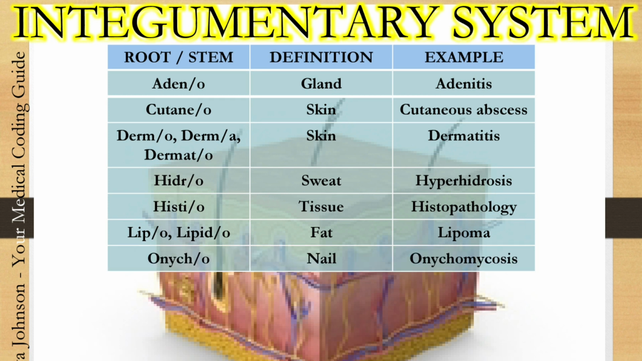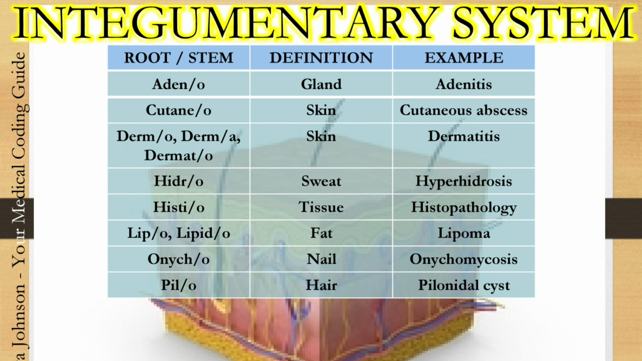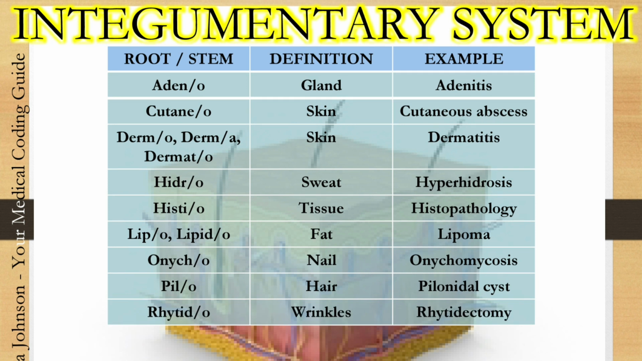The next one is onycho. Onycho means nail. Example, onychomycosis, which means the fungal formation in the nail. The next one is pilo, which means hair. Example, pilonidal cyst, which means a cyst formed by the hair. The next one, rhytido. Rhytido means wrinkles. Example, rhytidectomy. It means the surgical excision or removal of the wrinkles.